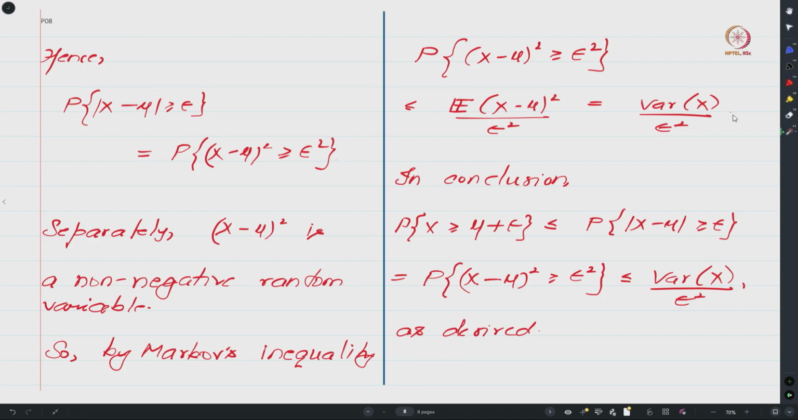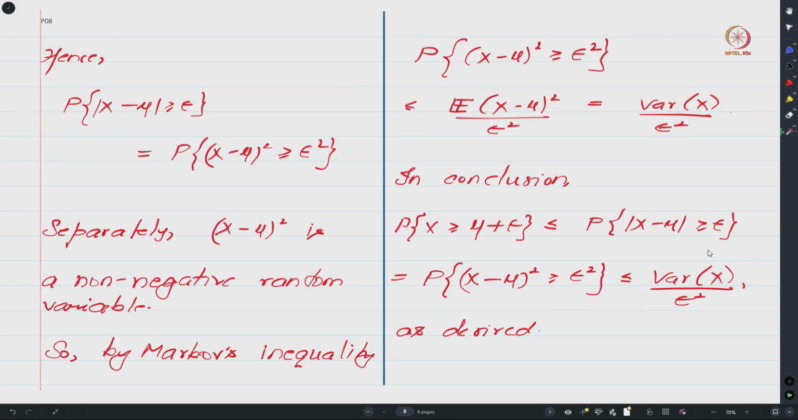So in conclusion, what we managed to do was show that the probability of x bigger than mu plus epsilon is upper bounded by the probability that the absolute difference between x and mu is greater than epsilon, and this quantity we said is equal to the probability of this event. By using Markov's inequality we managed to show that this is upper bounded by the variance of x divided by epsilon square. So one can see that by doing a series of manipulations and taking the Markov inequality at an appropriate place, we indeed get the desired bound.